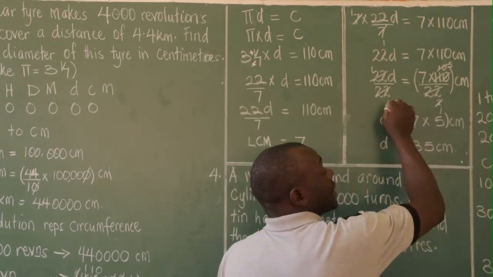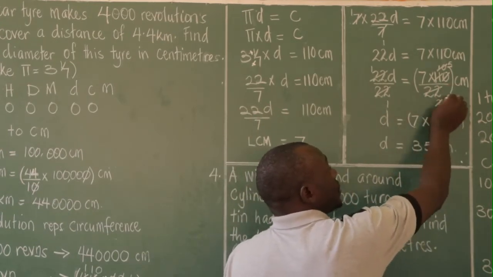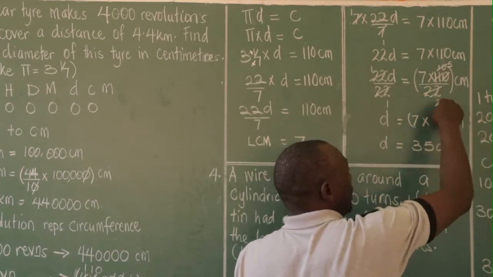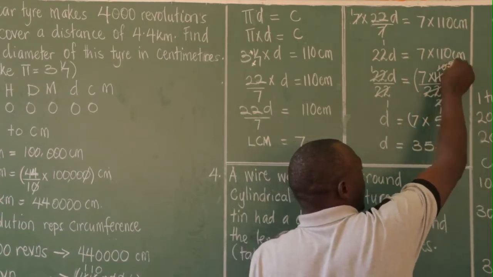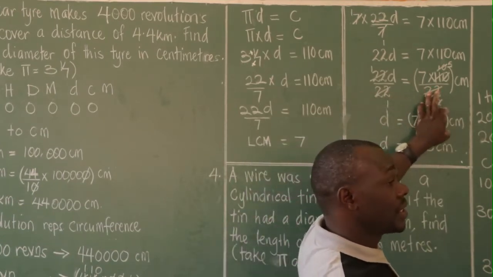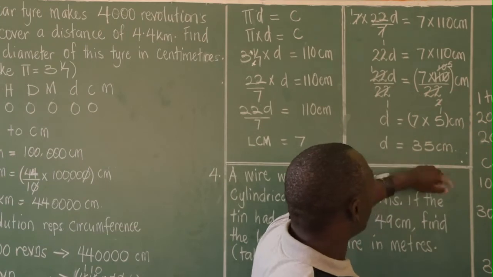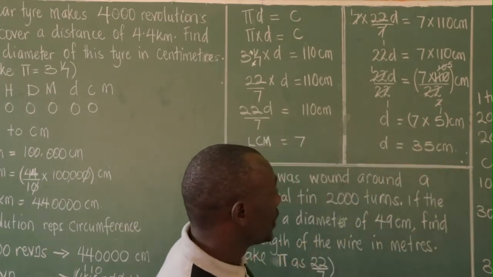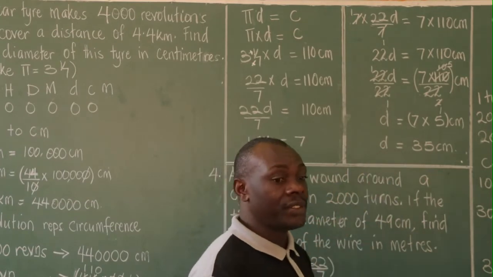So we say by 11, that's 22 divided by 11 is a 2, 11 divided by 11 is a 1, and a 0. So I've got 10 divided by 2. So by 2 ones and by 2 get 5. Thereby remaining diameter 7 times 5 centimeters, which 7 times 5 is 35 centimeter diameter. And therefore, the diameter is 35 centimeters.